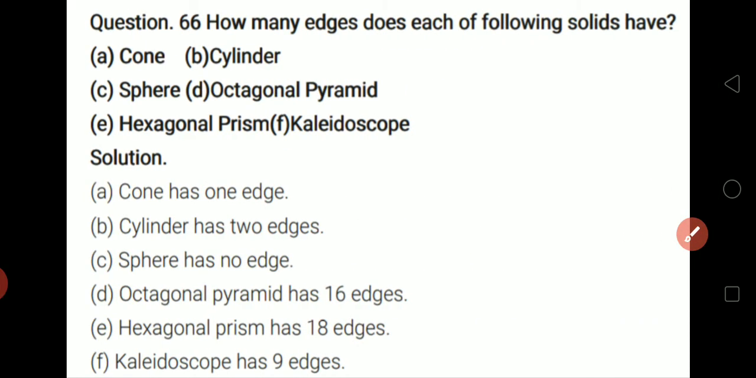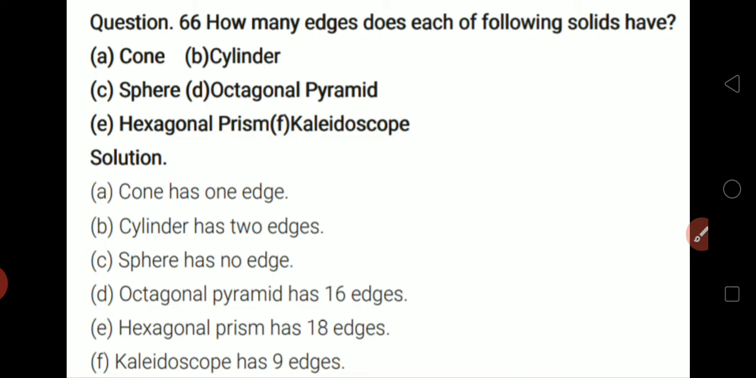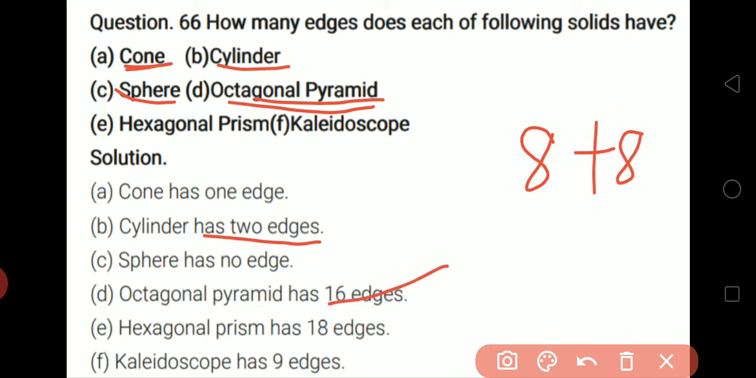Come to the next question. How many edges does each of the following solids have? A cone has 1 edge, right? A cylinder has 2 edges, a sphere has no edge. Octagonal pyramid: how many edges will it have? 8 at the base and 8 side edges, so 16 edges.